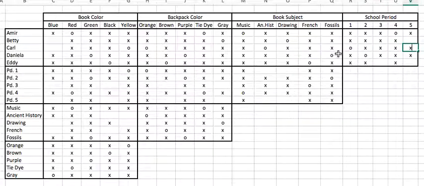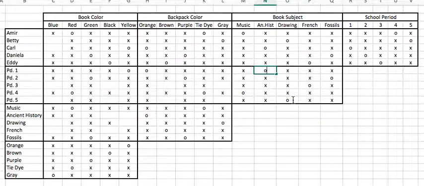And then we go to Eddie, and Eddie can't be 1, 2, or 4. We go over here to Eddie has brown, and Eddie has French. Well, we know French has to be period 3, so we know Eddie's period 3. So that fills this up. And now we have period 5 is Betty. So we can put that over here.